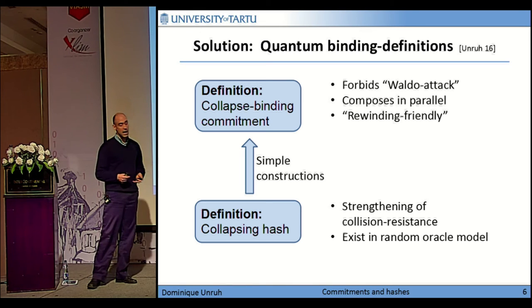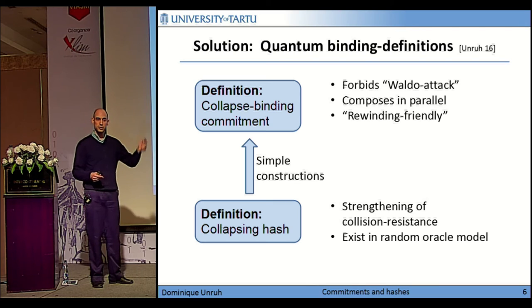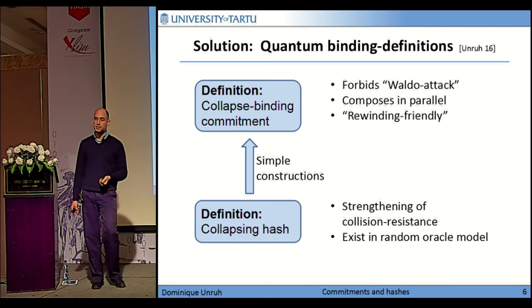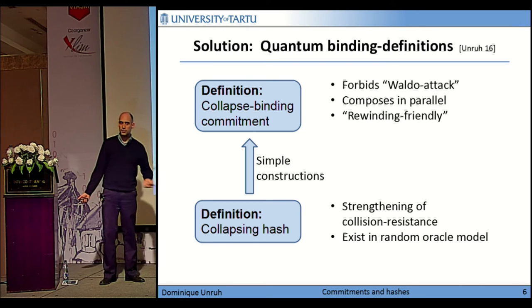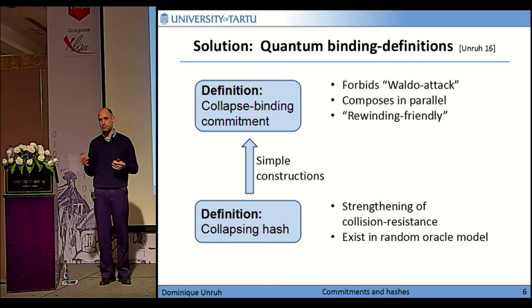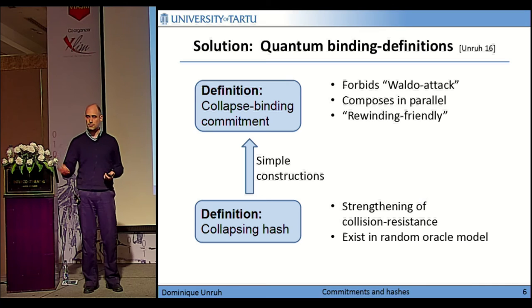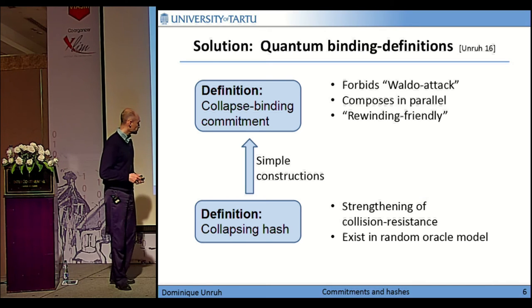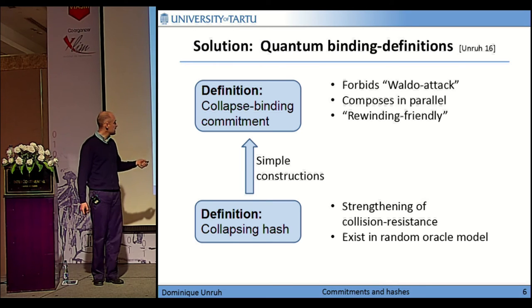I will not show you that definition for time reasons, but let me tell you that it does imply that you cannot cheat in this example that I showed you. It is nice because it composes in parallel, and it is rewinding friendly. So even proofs that use rewinding, which are particularly tricky in the quantum setting, like when you use, for example, zero knowledge proofs and so on, these commitments behave nicely. But the question is then, do they exist?